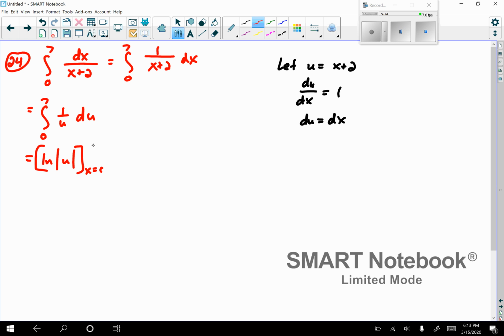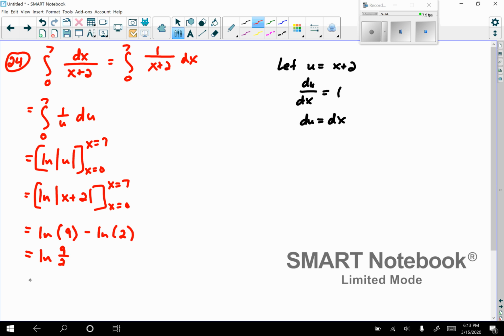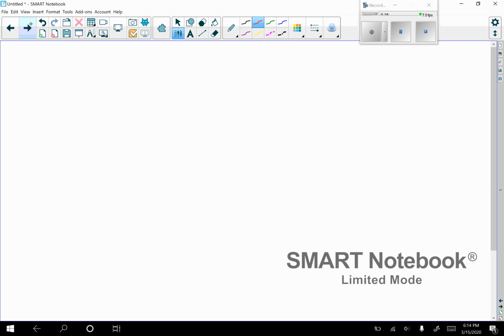Again, x equals 0 and 7. So to replace this, we'll have the natural log of x plus 2. And then we get the natural log of 9 minus the natural log of 2. So now we'll get the natural log of 9 over 2, which is approximately 1.504. But leaving it in exact form is okay for this problem. All right, 25.